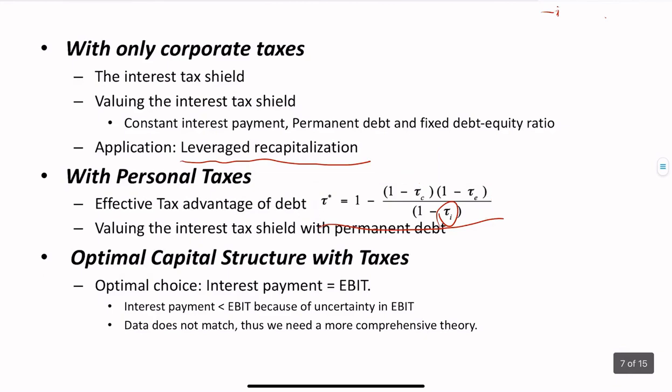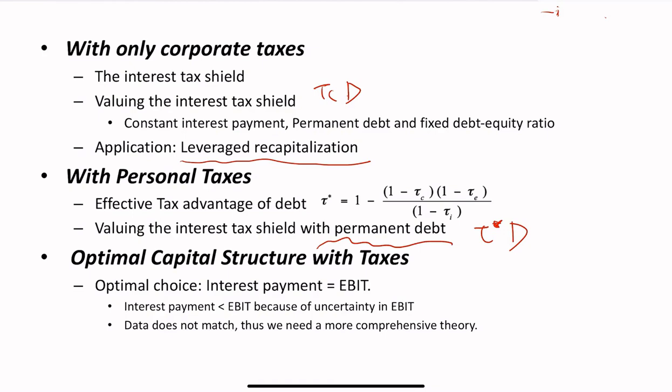And then we talk about the case that values the interest tax shield with permanent debt. And the formula here is actually pretty similar to the case when we only consider corporate taxes. When there were only corporate taxes, the present value of the interest tax shield is given by the corporate tax rate times the amount of debt. And now, in this case, you would just use the effective tax advantage of debt times D, which is the amount of debt.